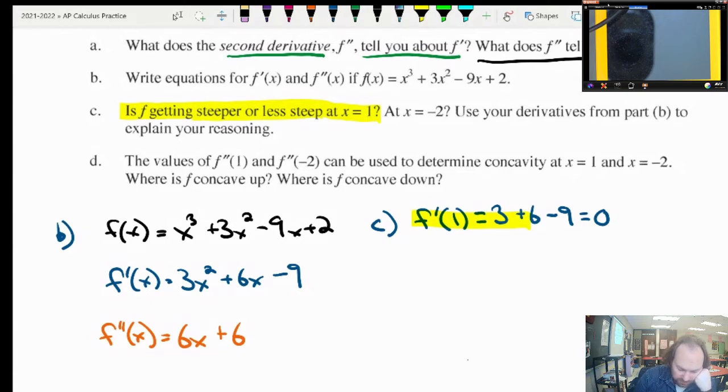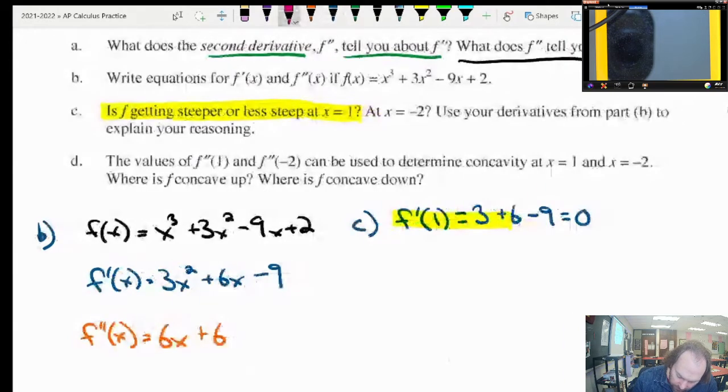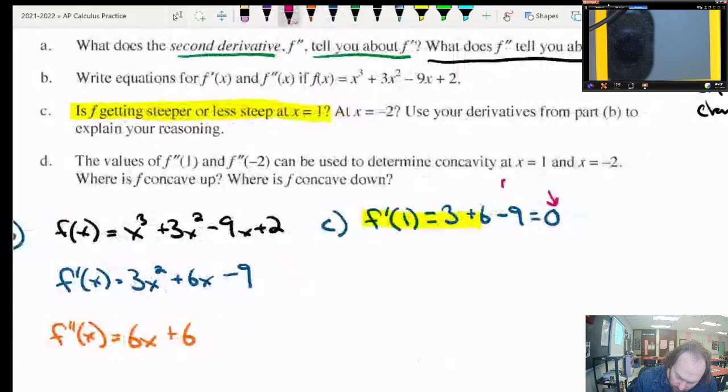Oh yeah, okay. So this is correct. Sorry, I had a little brain fart there for a minute. So it's not getting steeper or less steep at all. However, there is one other piece of information we can tell about f prime of 1. This is either a max or a min. And the question is, which is it? Is it a maximum or a minimum?